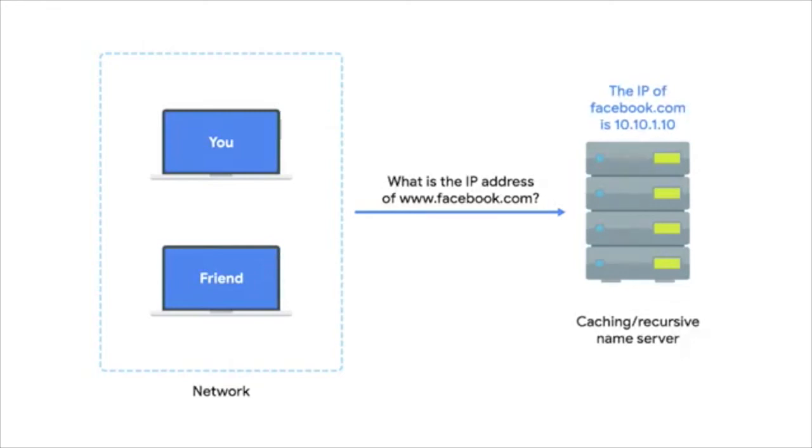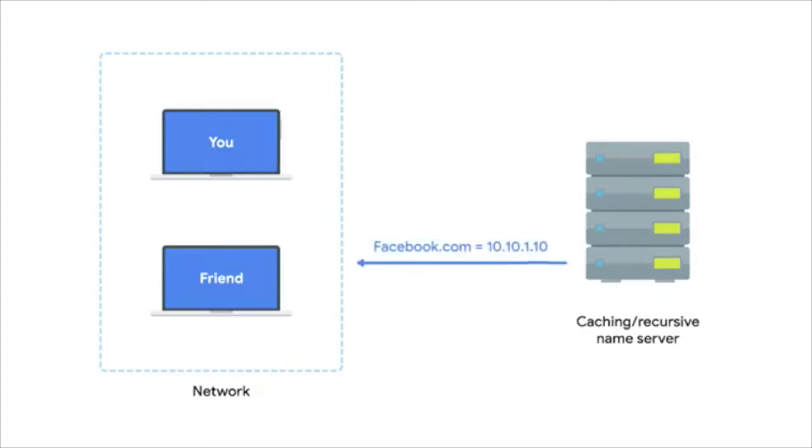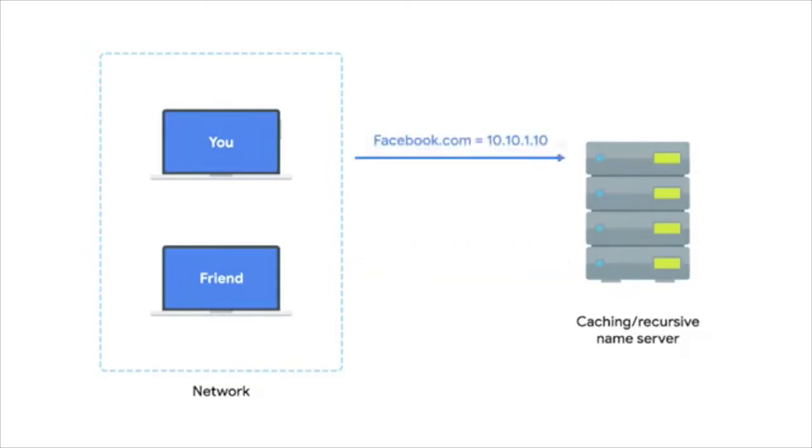This name server now performs a fully recursive resolution to discover the correct IP for www.facebook.com. This involves a bunch of steps we'll cover in just a moment. This IP is then both delivered to your friend's computer and stored locally in a cache. A few minutes later, you enter www.facebook.com into a web browser.